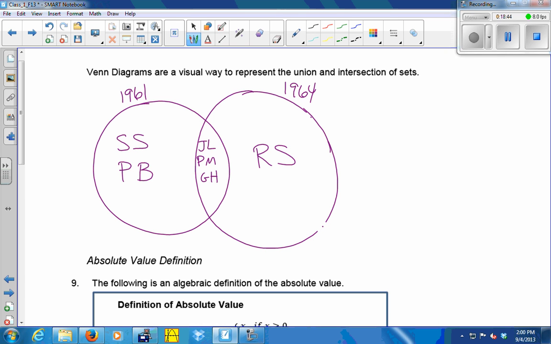So it's just a nice visual way to show the union and the intersection. So the union is just everybody listed anywhere. The intersection are the guys in the overlap.